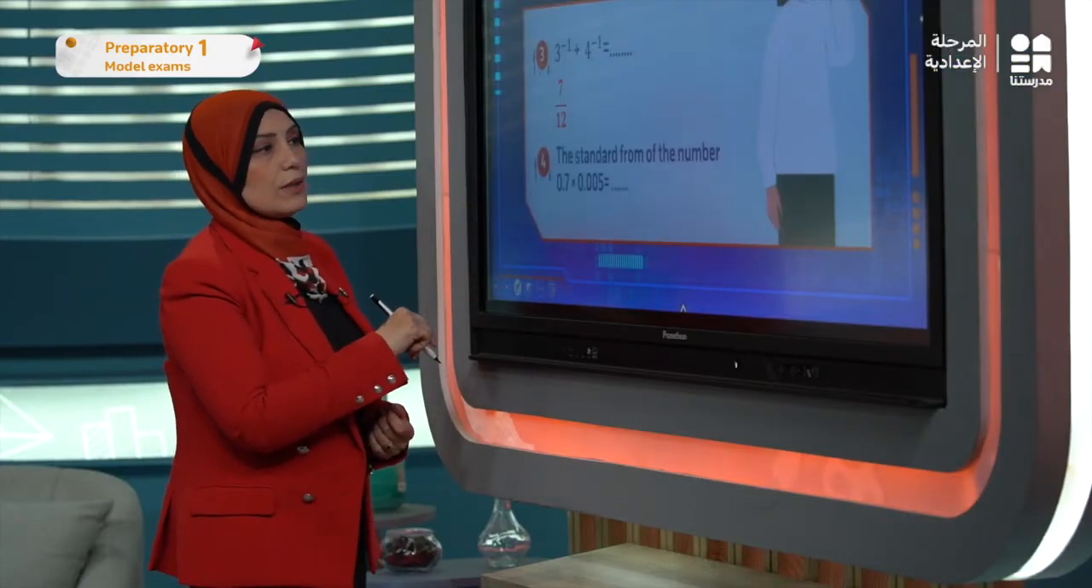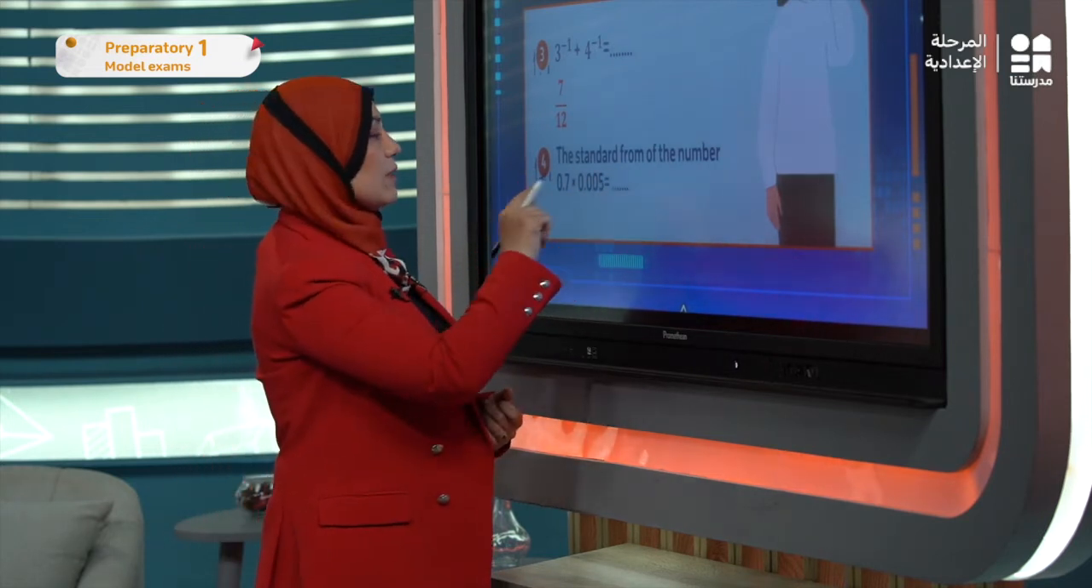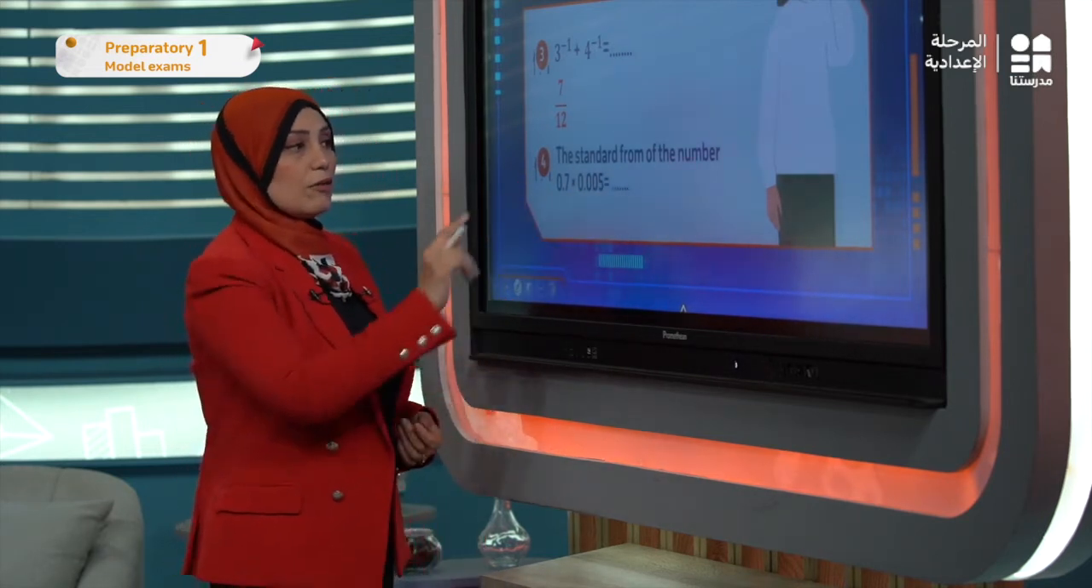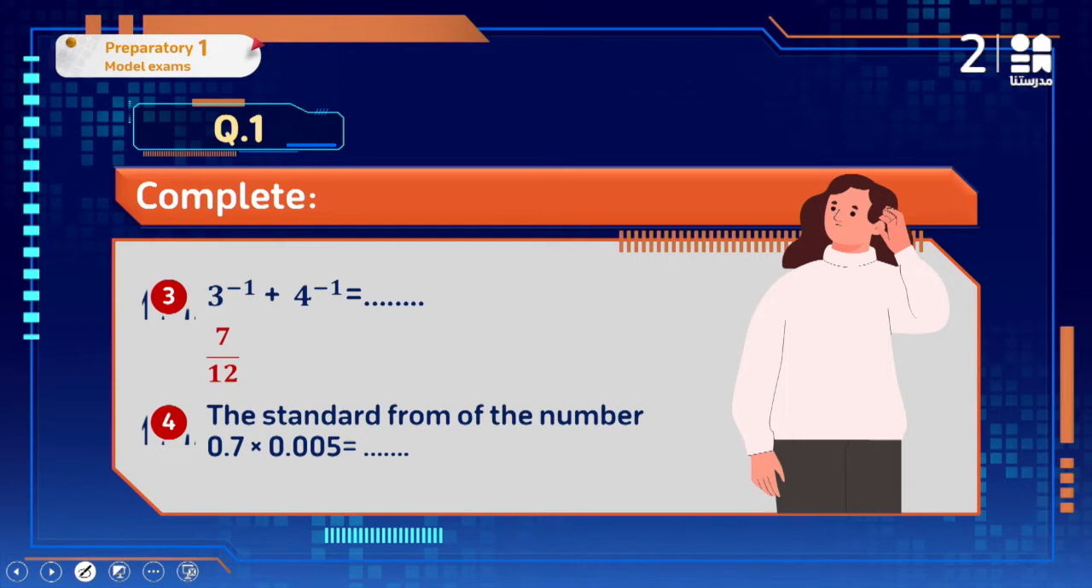Number 4. The standard form for this number equals what? First of all, we need to multiply them. 7 times 5 is 35. Then how many decimal places are there in all? 1, 2, 3, 4. So 4 decimal places. Then put the decimal point. So here we have 2 zeros.